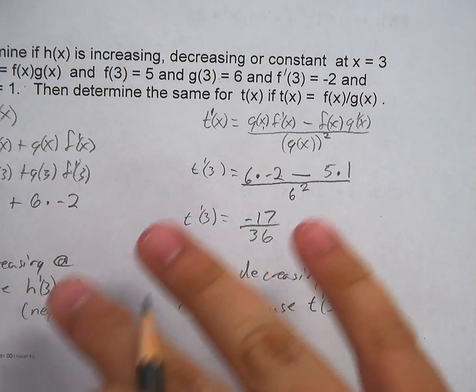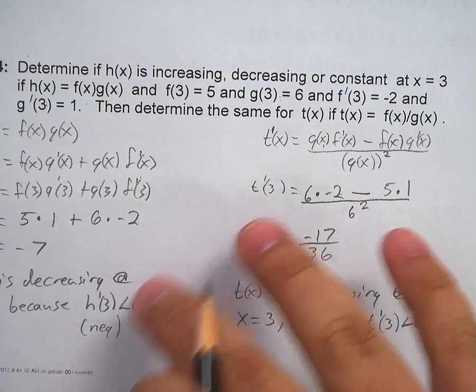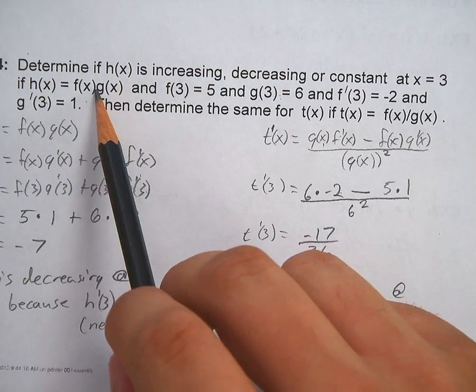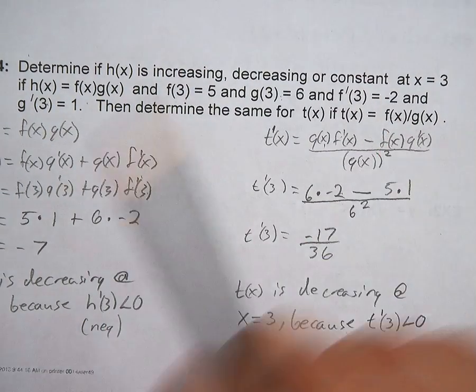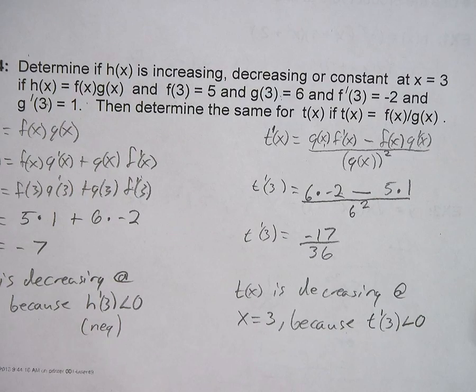All they're asking you to do for h of x is set up a product rule. All they're asking you to do down here is set up a quotient rule. And there we have it. Product and quotient rule. Both awesome tools. If they do apply, they're awesome tools, and you are more than welcome to use them.